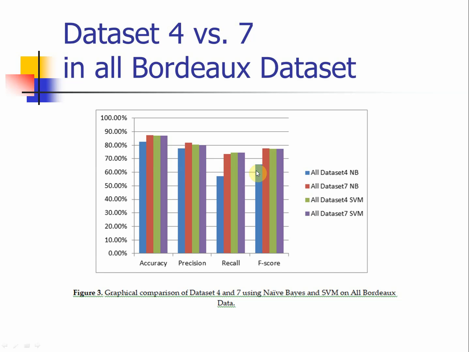While we have looked into the dataset, we understand that the dataset is imbalanced toward the 90 minus class, and recall is the one that tries to capture how well you do for the 90 plus class, and therefore the result shown here is less ideal. So that is what we found in the all Bordeaux dataset. Dataset 7 performs better than dataset 4, which means that excluding subcategory is actually better in this case.